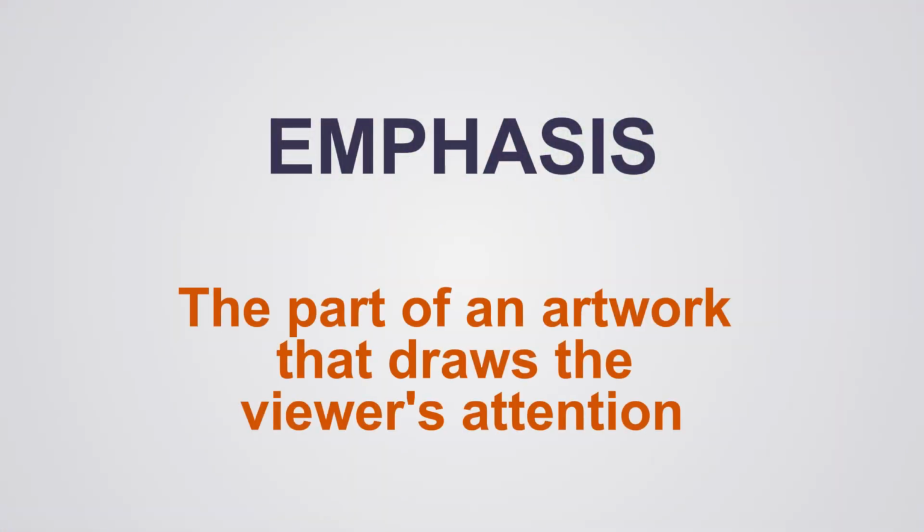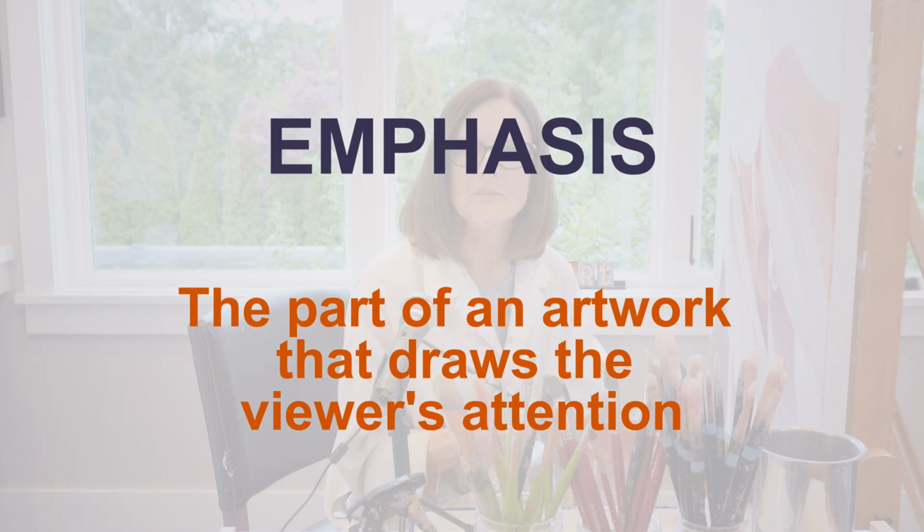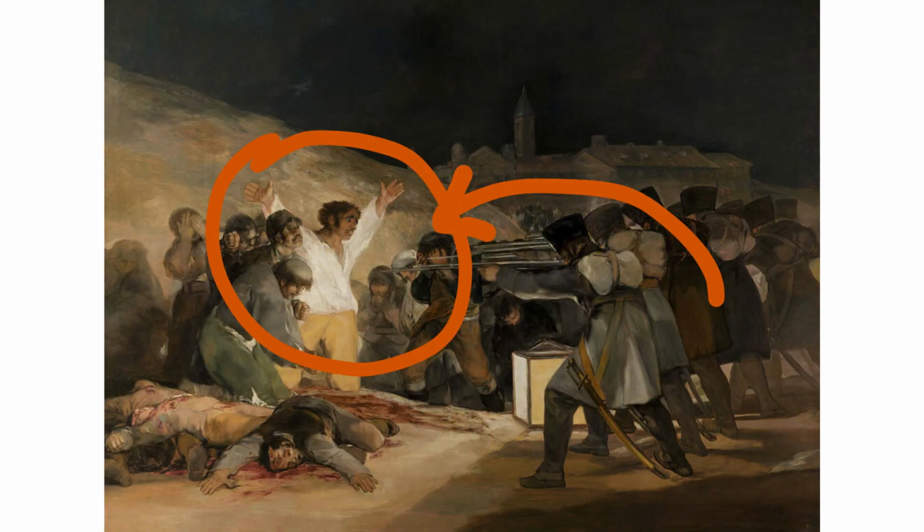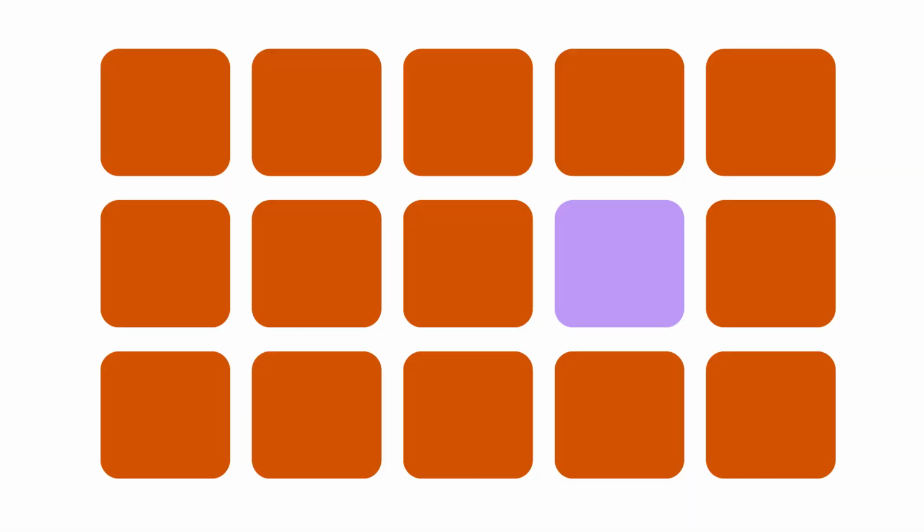Number 2 is emphasis. Emphasis is the part of your artwork that draws the viewer's attention, making that area more important when compared to other elements in your composition. Emphasis can be achieved by using contrast, color, or placement. Keep in mind, without emphasis, the eye doesn't know where to look, which can lead to an unsuccessful composition.